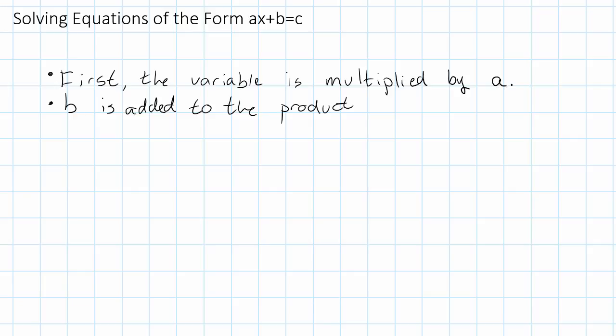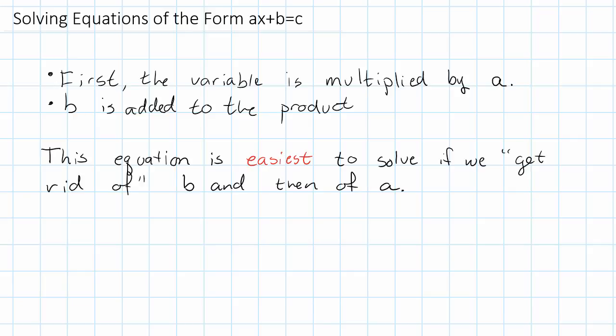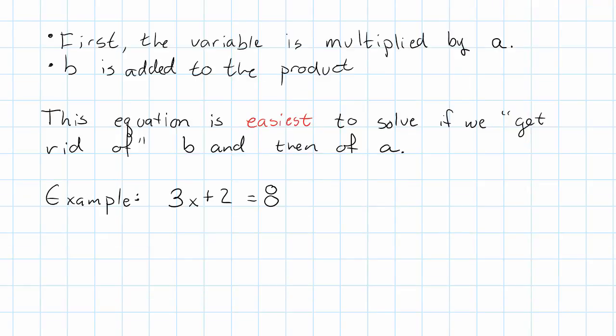As we shall see in a moment, this equation is easiest to solve if we get rid of b and then of a. So our path is going to be to get into the form something multiplied by x equals a number, and then to get rid of the something multiplied. Let's see an example. Let's say we want to solve the equation 3x plus 2 equals 8.